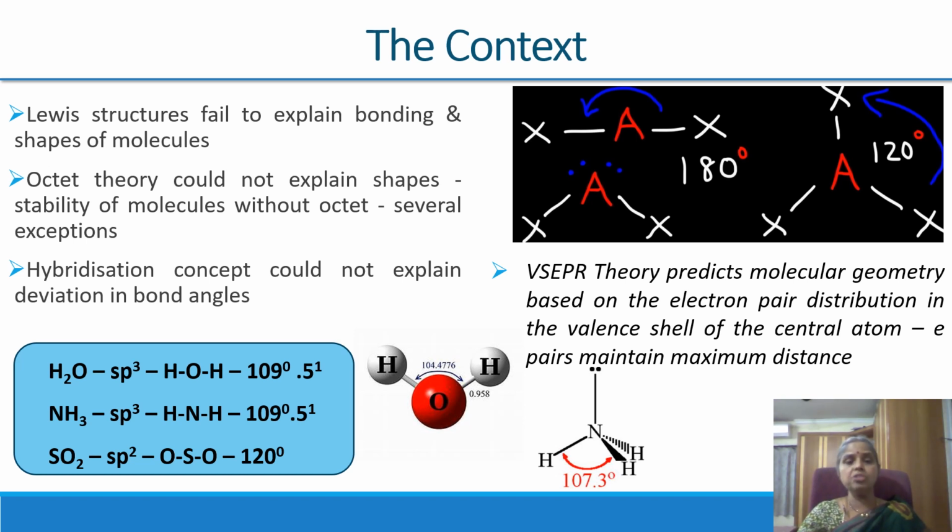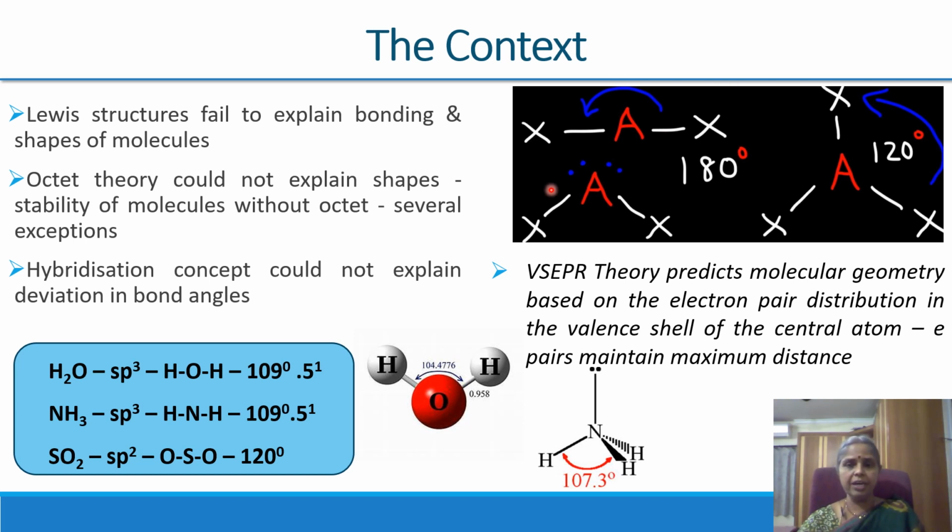Because of repulsive interactions, when somebody is repelling someone else, automatically they try to maintain maximum distance. So, by arranging the electrons at maximum distance, you can see here there are two electron pairs here. A is bonded to two X atoms. So, there is one pair of electrons here, there is another pair of electrons here. These two pairs of electrons keep maximum distance from one another at 180 degrees. Supposing there are three pairs of electrons in the valence shell of A, the three pairs arrange at a distance of 120 degrees from one another.